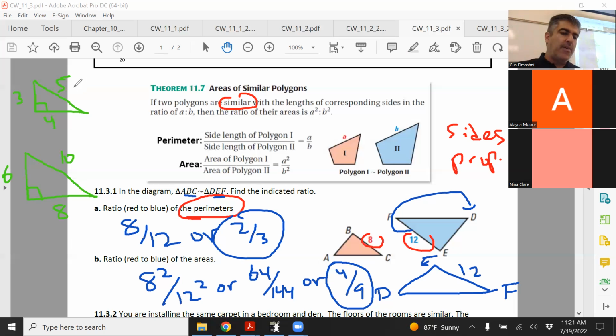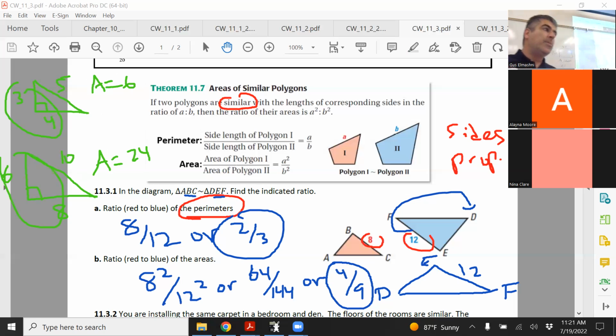So like in this case here, if I found this area, I know it's 6, but this area is going to be 24, right? Because if I do half of 3 times 4, I get 6. Half of 6 times 8, I get 24. So just because you double one side, all the other sides get doubled, it means actually a quadruple. What if I triple the sides? Now the area goes up 9 times as much because you got to do 3 times 3.